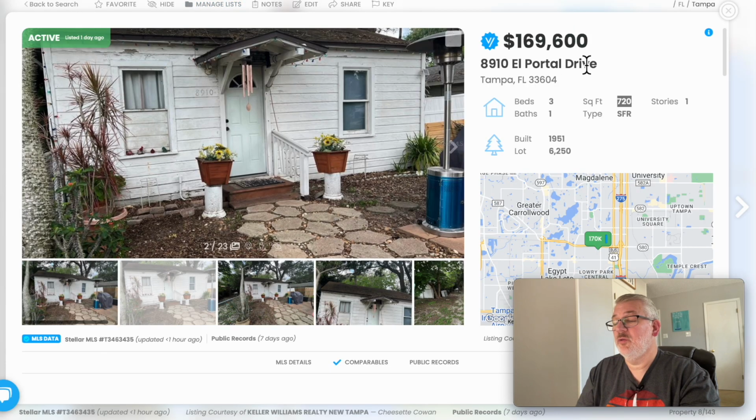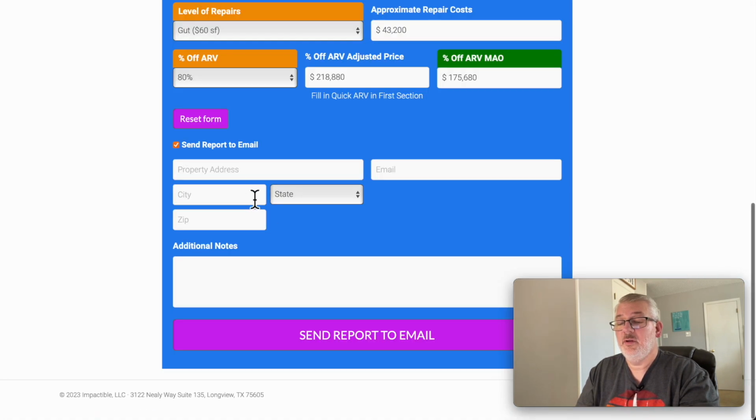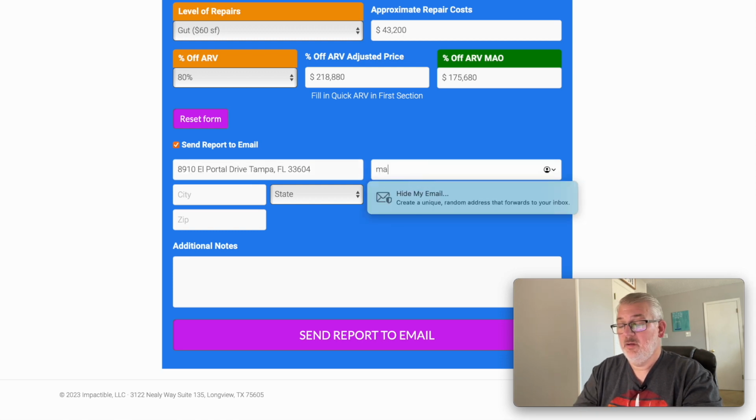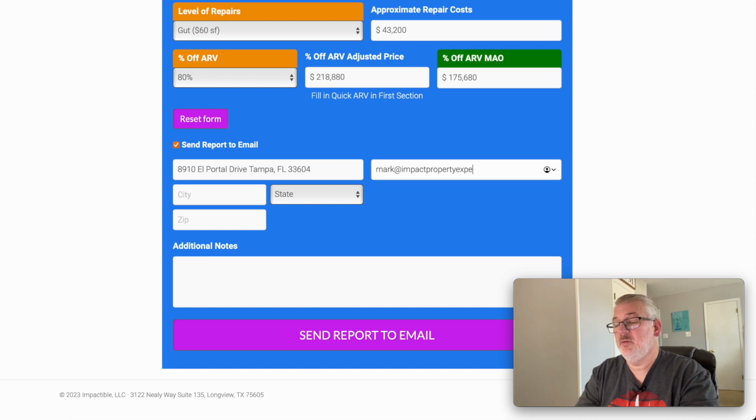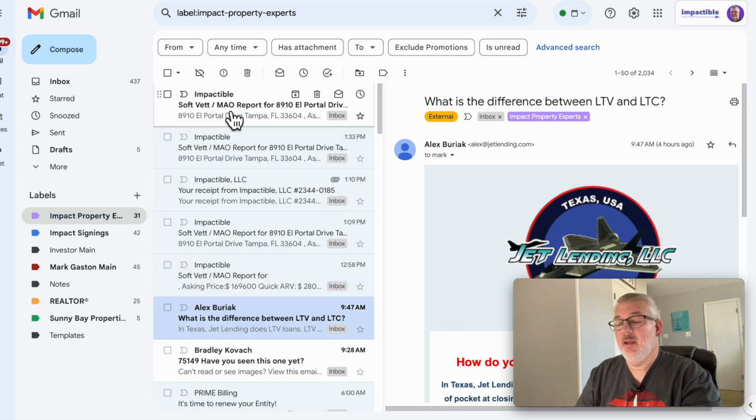I want to come over here real quick and grab the property address, paste that in here, and put in the email where I want the report to be sent right here. There's also a spot down here for additional notes, like if you wanted to forward this report to anyone else or needed to include some additional information, you can put that extra stuff right here. And then I want to send the report to email. And it popped in right there.